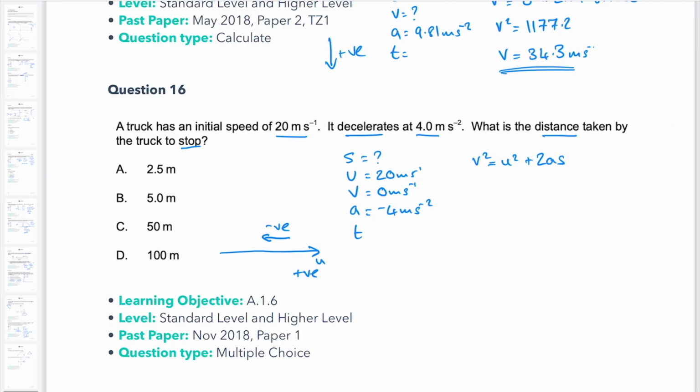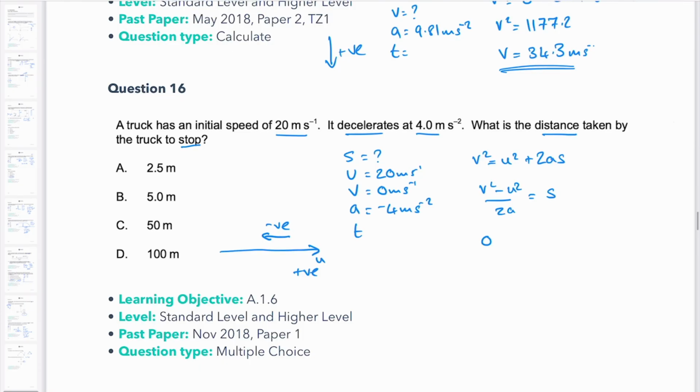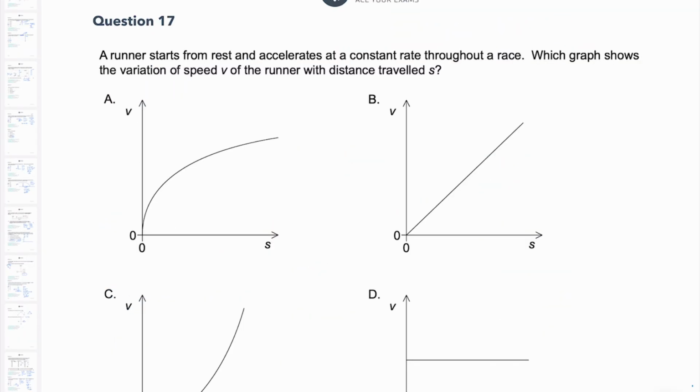Let's rearrange for s. V squared minus u squared over 2a equals s. Okay, the final speed is 0 minus the initial speed, which is 20 squared, over 2 times a, which is 2 times minus 4, equals s. So we have minus 400 over minus 8 gives us s equals 50 meters. The answer is C. Question 17.